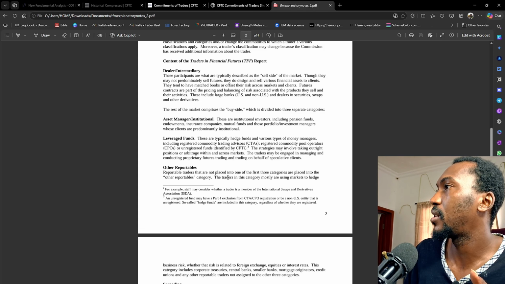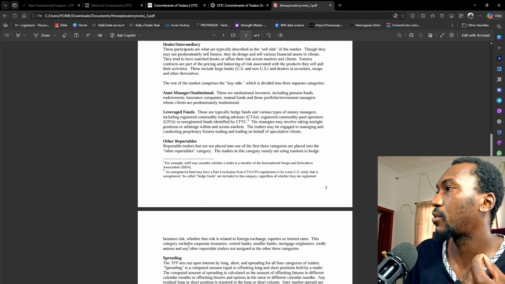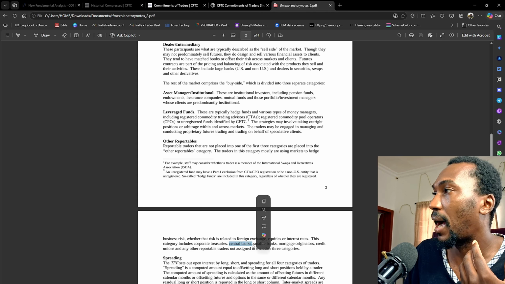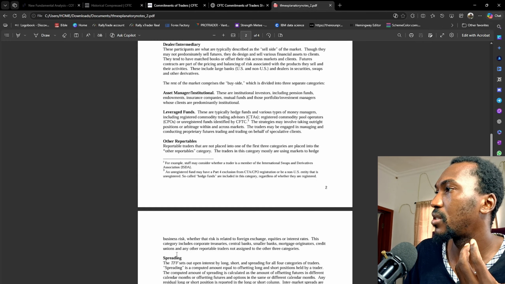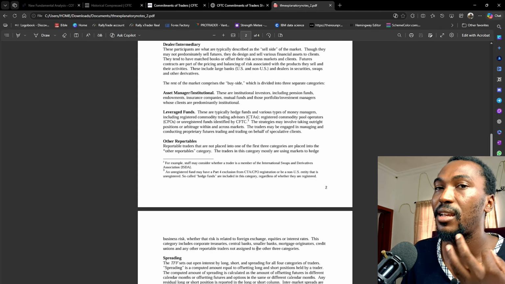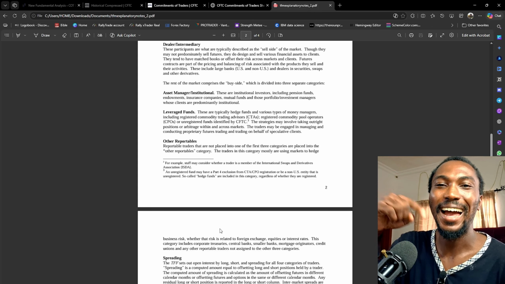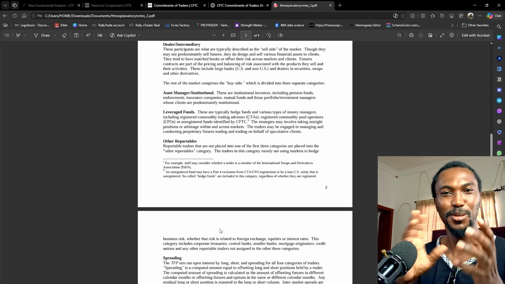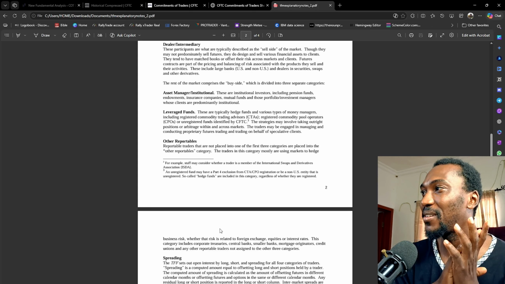For other reportables, well, these are not placed in the first three categories. It says the traders in these categories are using the market to hedge business risk, whether that risk is related to foreign exchange, equity, or interest. This category includes corporate treasurers, central banks, smaller banks, mortgage regulators, credit unions, and other reportable traders not assigned to the other three categories. Basically, what is this saying? You hear people say institutional traders and banks, and you can now see that it's two different things. Institutional traders are not banks. They are not the central bank.